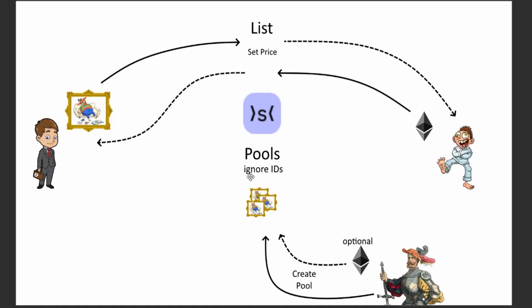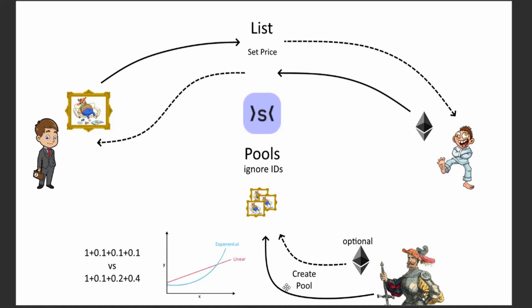Now, one of the key things is that these pools ignore IDs, okay? The pool doesn't care which NFT you put inside here. Some NFTs are worth more than others, but in this case, it's basically floor price, okay? So the NFT ID doesn't matter, whereas in the listing, you're going to be looking at the specific NFT and the specific price, okay?